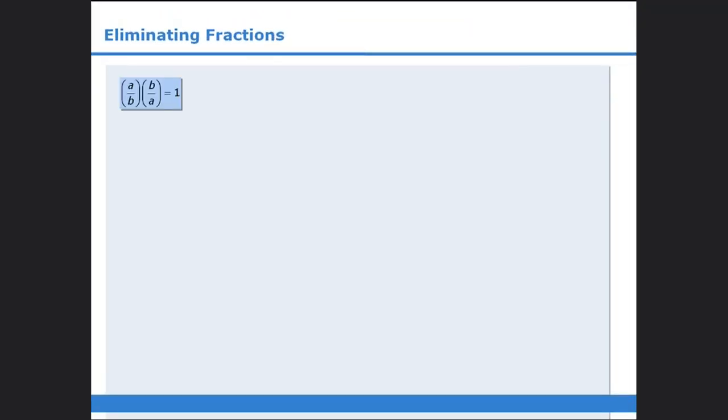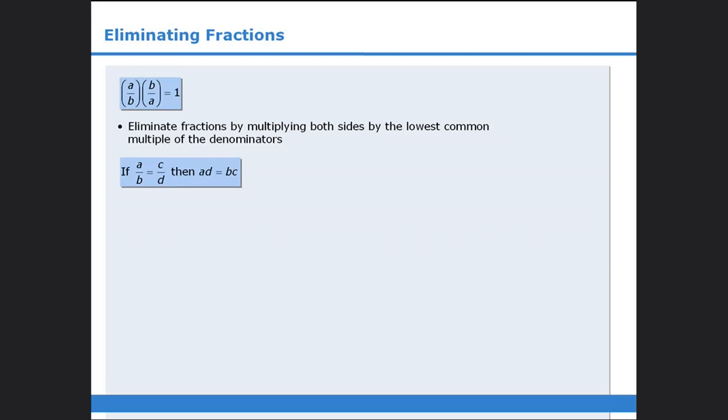Okay, let's summarize. Some basic equations can be solved by using the fact that the product of a fraction and its reciprocal equals 1. Also, we can eliminate fractions by multiplying both sides of an equation by the least common multiple of the denominators. And finally, if we have two rational expressions set equal to each other, we can cross-multiply and then solve the resulting equation.